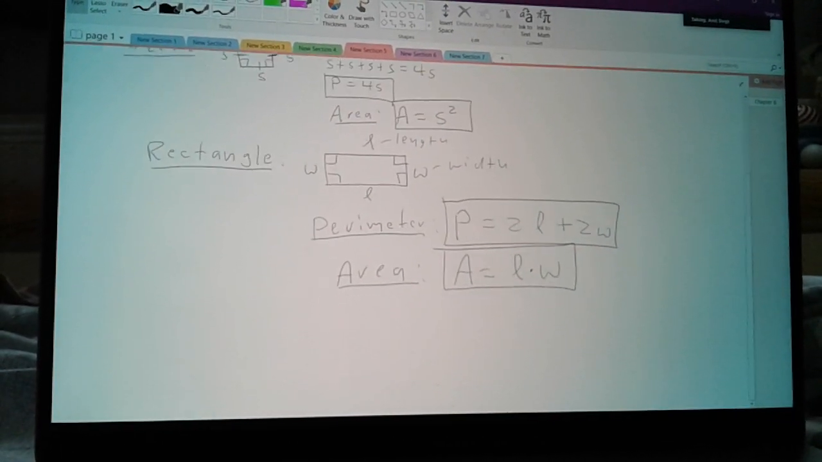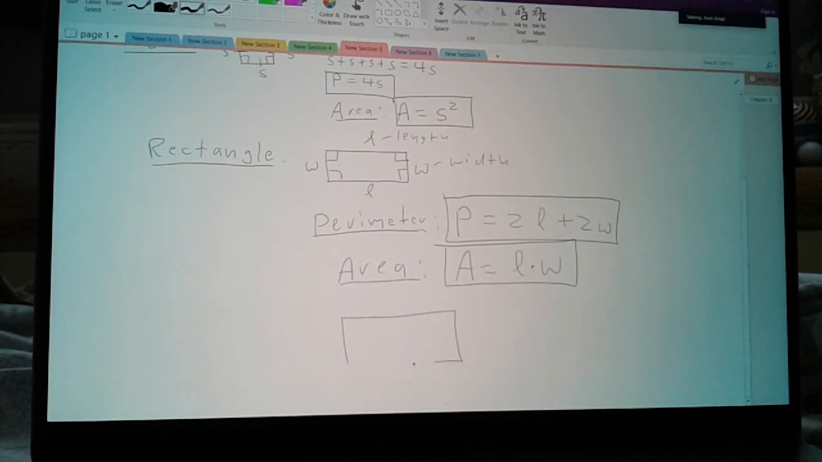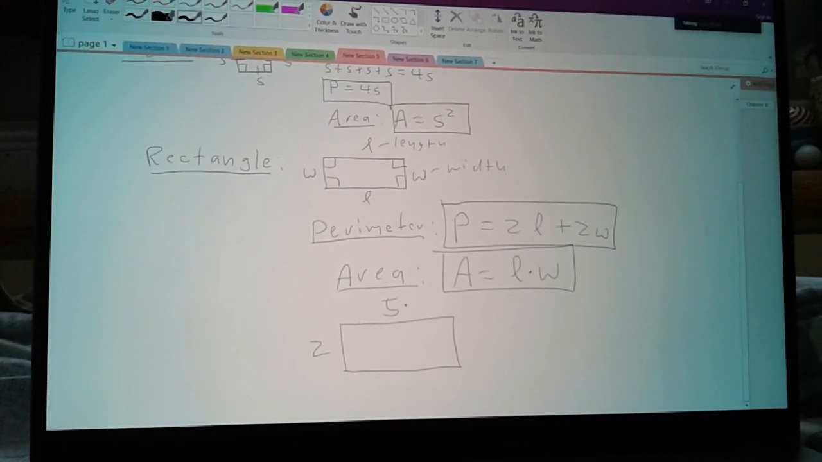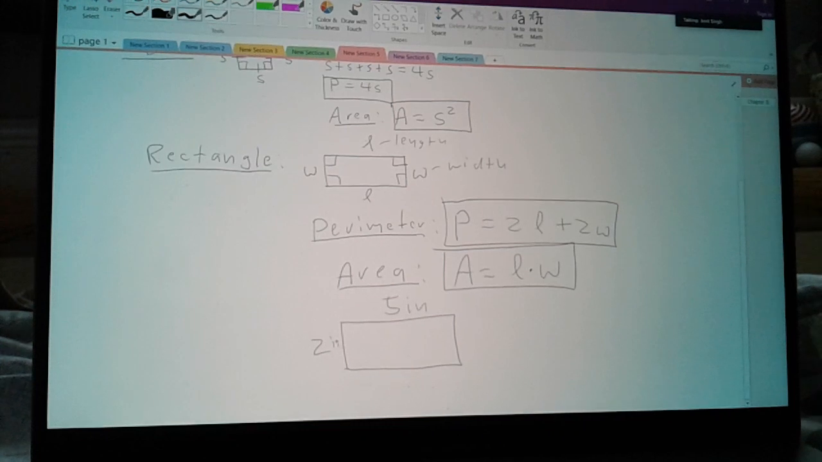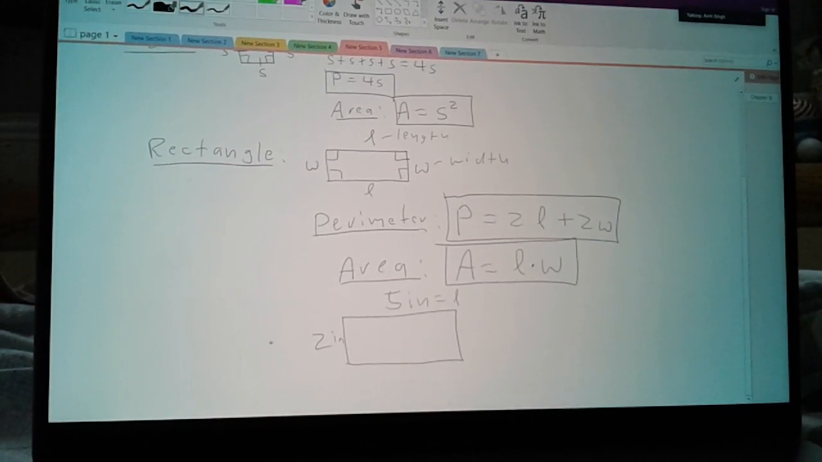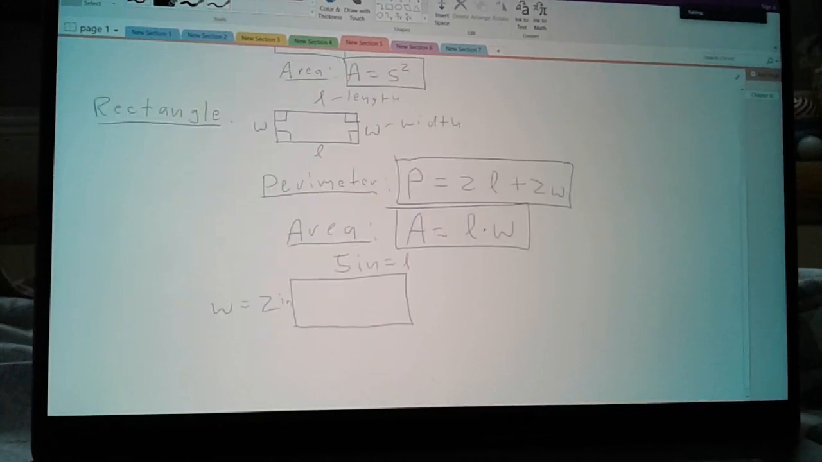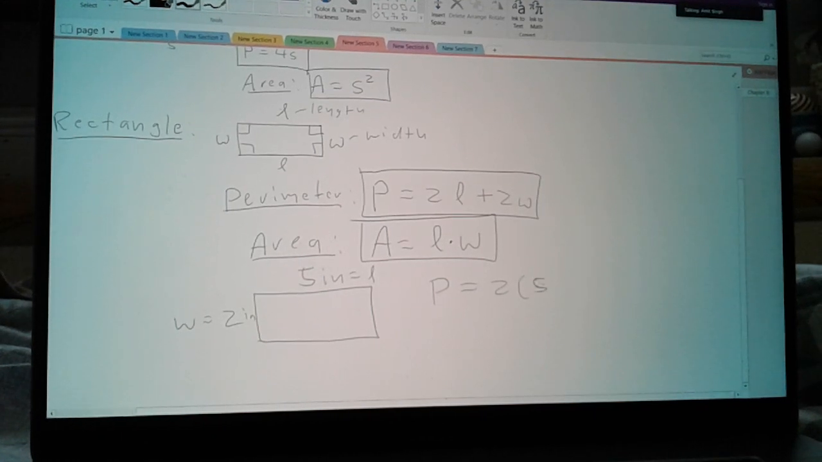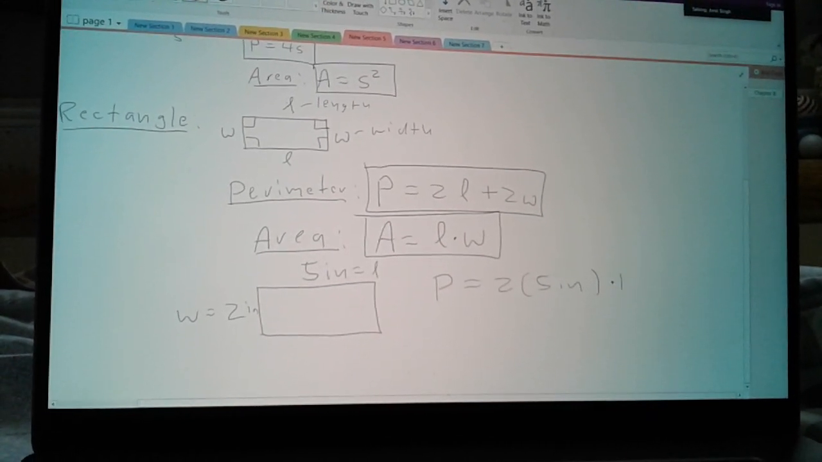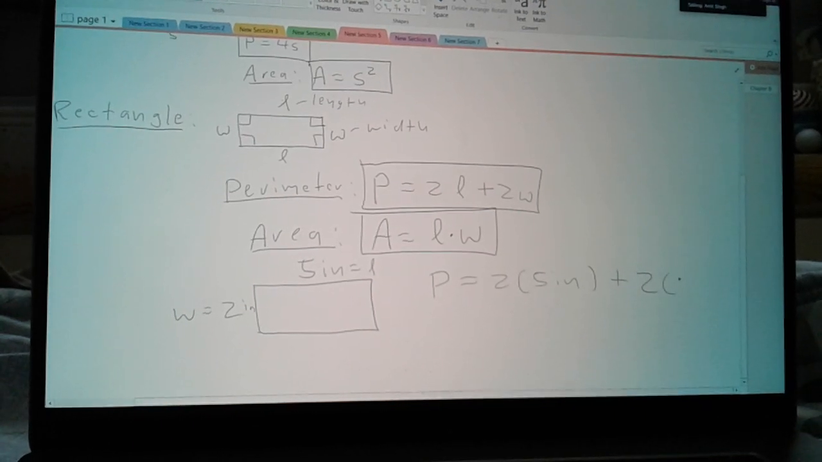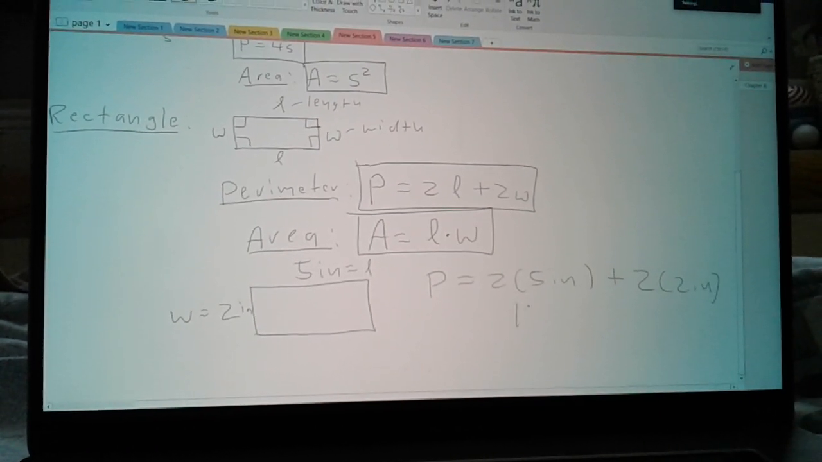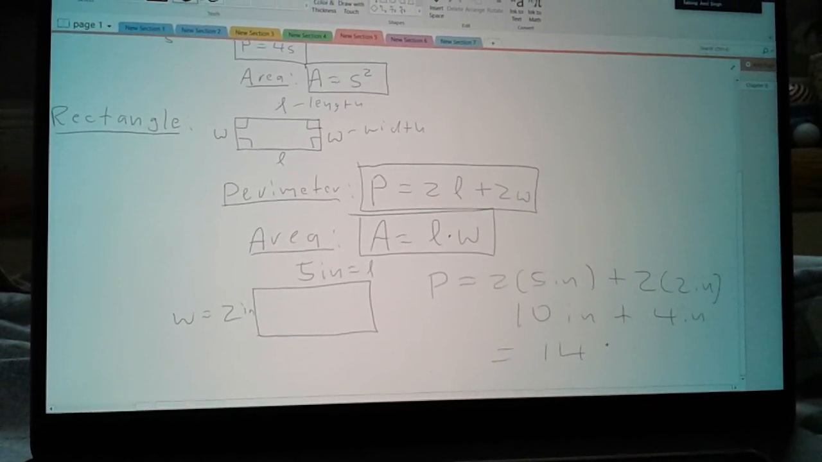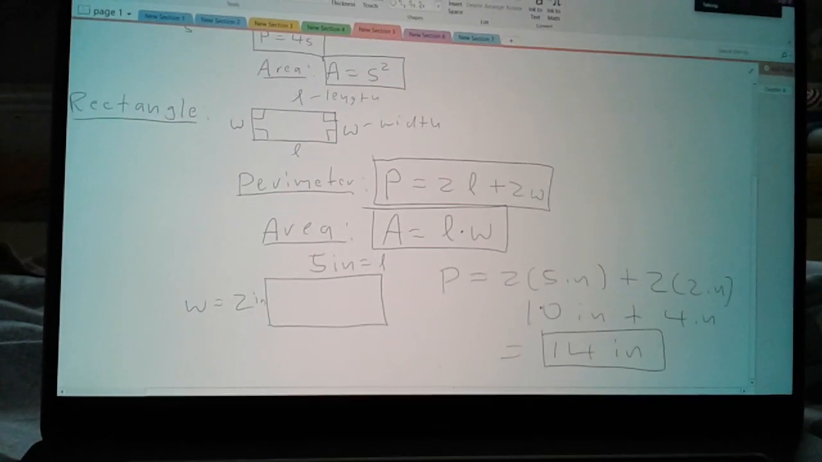Okay, so these are the formulas. So for instance, let's say I have a rectangle. Let's say it has a length of 5 and a width of 2. Let's say 2 inches and 5 inches. That's the length and that's the width. Well, if I want to find the perimeter, all I have to do is apply the formula. So 2 times 5 inches plus 2 times 2 inches would give me the perimeter. Twice the length plus twice the width. So that's 10 inches plus 2 times 2 is 4 inches. So it gives me 14 inches for the perimeter.